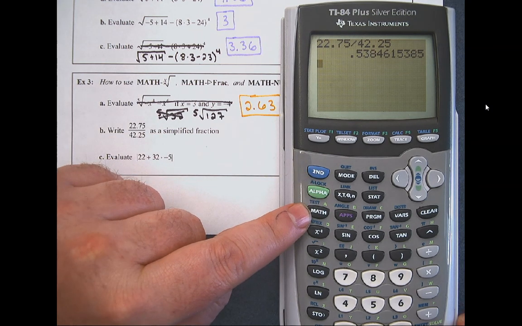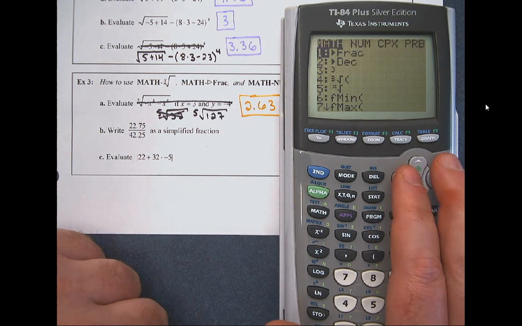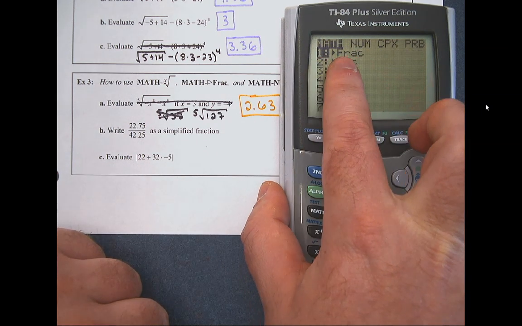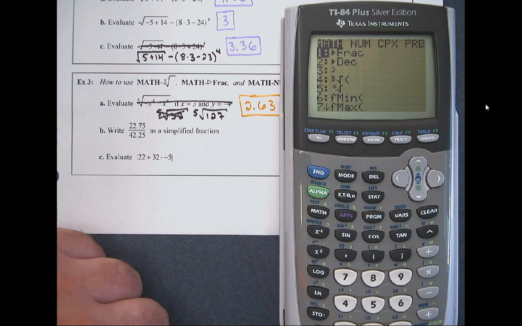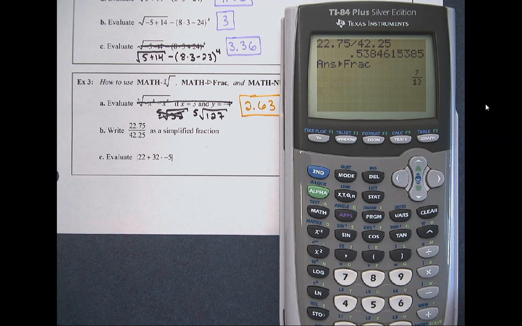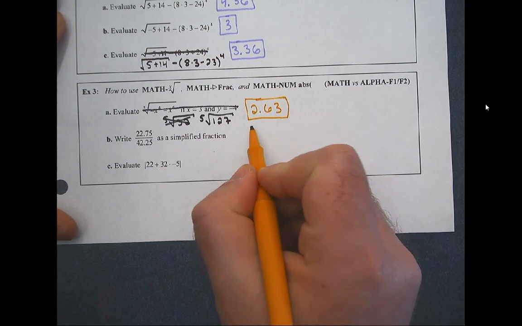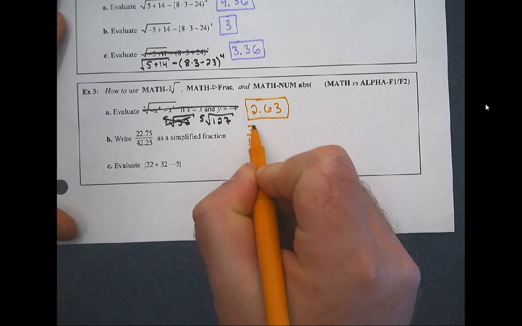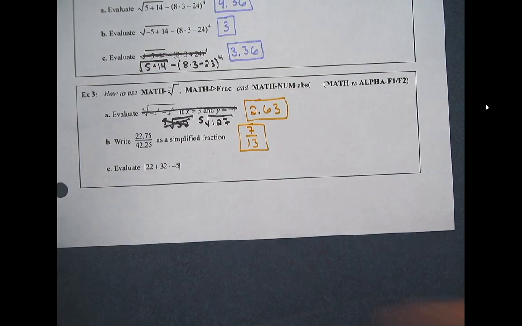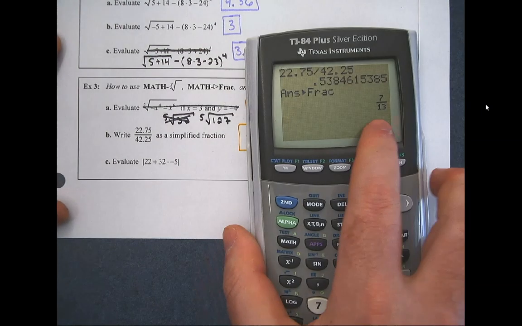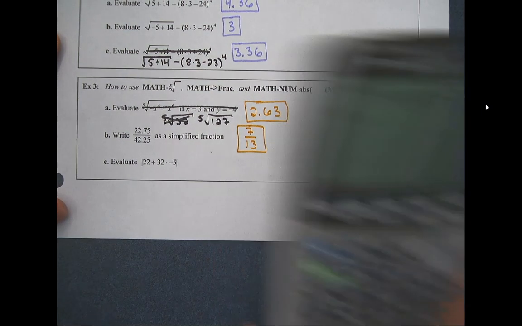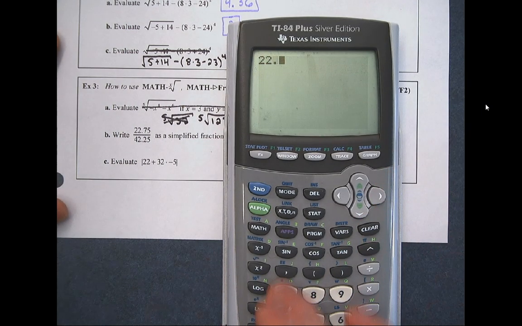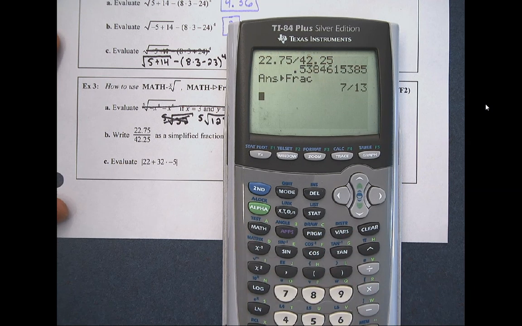Like I said, everything good is underneath math. So select math, and the first thing you see is this arrow frac. That means whatever you put in front of this will turn it back into a fraction. Now I got to hit enter again so that it turns it into a fraction, and we get 7/13. Now, if you don't have fancy calc, it will write it already as a fraction like that. If you don't have fancy calc, it's fine. 22.75 divided by 42.25, frac back, same place. It just says 7/13 horizontally instead of vertically.